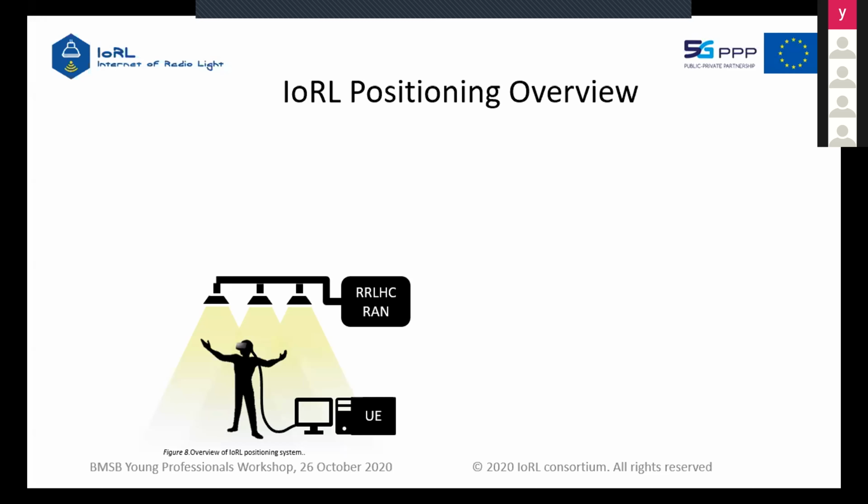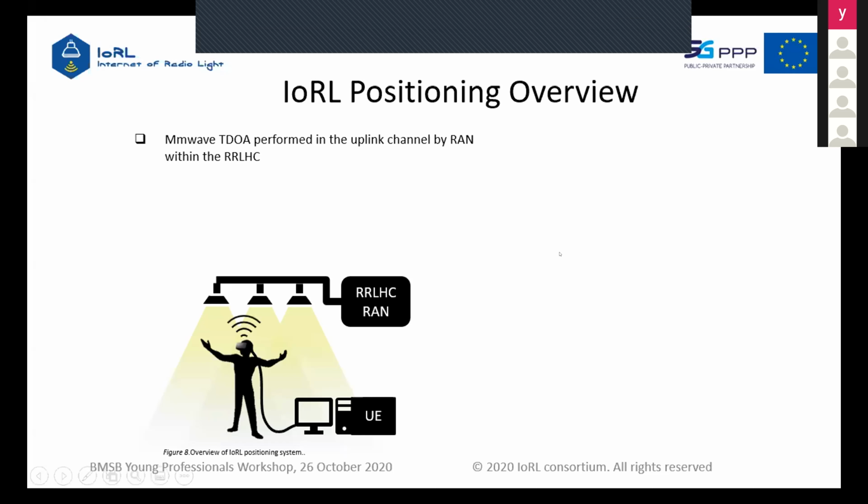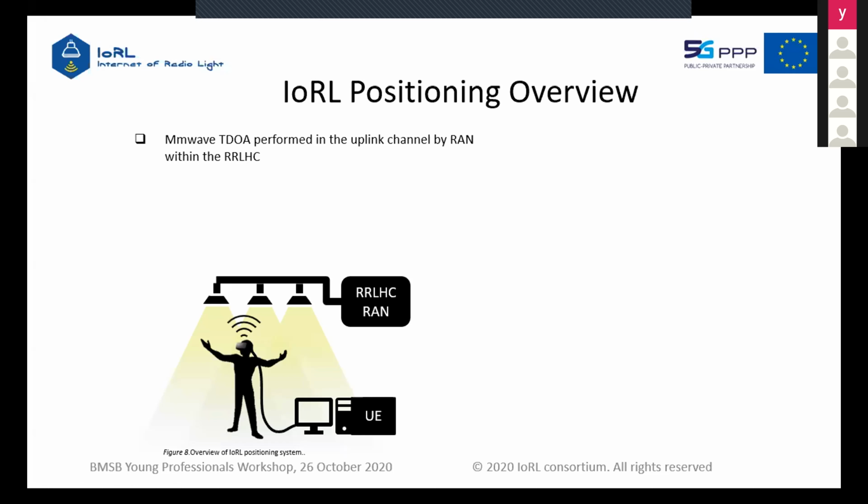To gain an overview, I know that Lena discussed this as well, but in a more broad aspect. For the positioning part, we take the millimeter wave time difference of arrival measurements in the uplink channel through the random access network, and we calculate those in our remote radio lighthead controller, as you can see here in the figure. We then perform the VLC received signal strength measurements in the downlink channel, so the user equipment calculates the position estimates there.